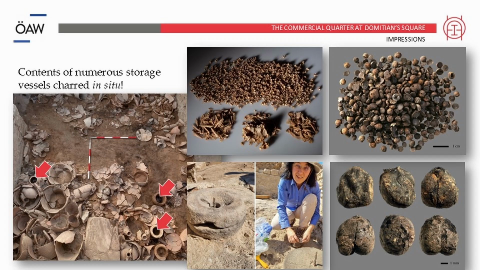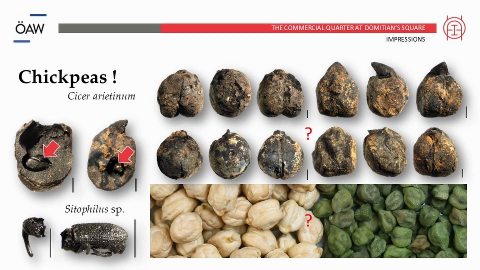We have rotary querns that are still in situ with their contents still in them. So there's my dear colleague Laura Dietrichs, who was so nice to help us with the sampling. And this is also something like phytolith and starch granule analysis that is going to be carried out in the coming time. Yeah, we got chickpeas, lots of them, about 7,000 from one vessel.